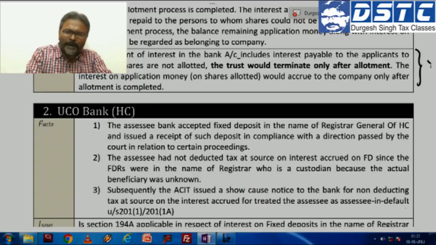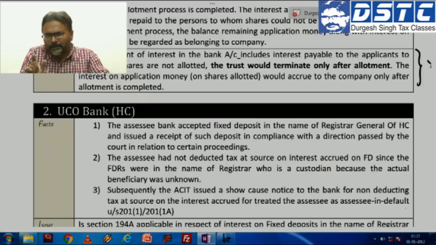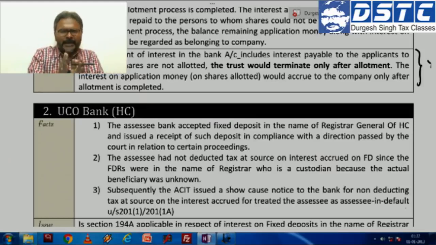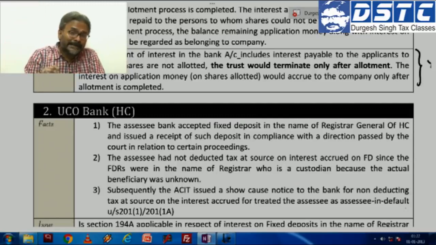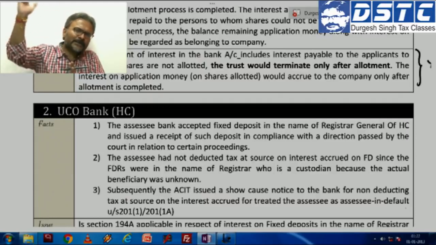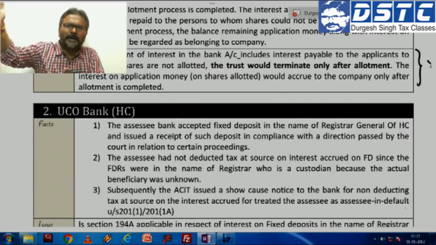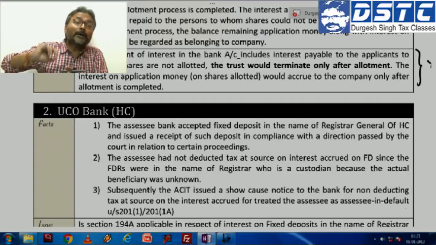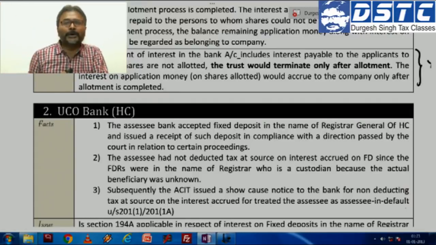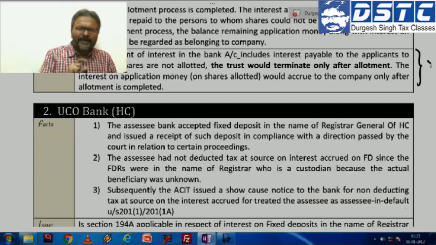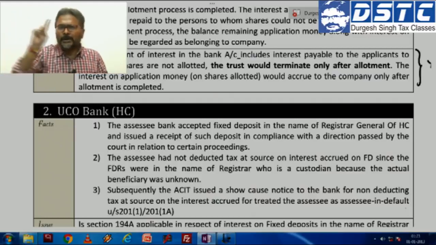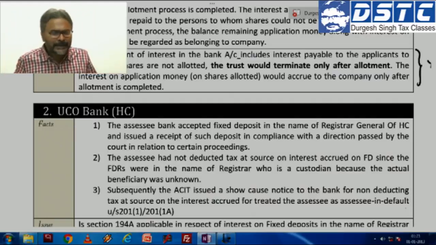So the payer was UCO Bank. In that account which they made in the name of the Registrar General of the High Court, the interest got accrued. They did not deduct the TDS because the case was pending, and the High Court had yet to give the judgment as to who would be the rightful claimant of that amount. That aspect was yet to be decided by the court, and therefore although the interest got accrued, the bank did not deduct the TDS.